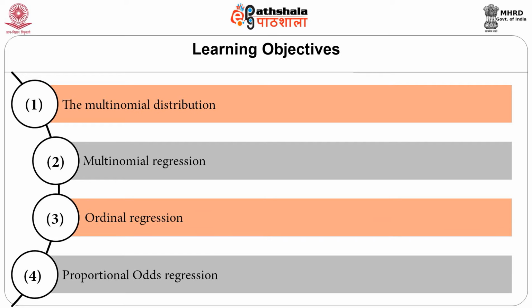Third, we shall define the concept of ordinal regression for the case where we have categorical data, but the categories are ordinal. And finally, we shall define proportional odds regression. All this will be done using illustrations in R.